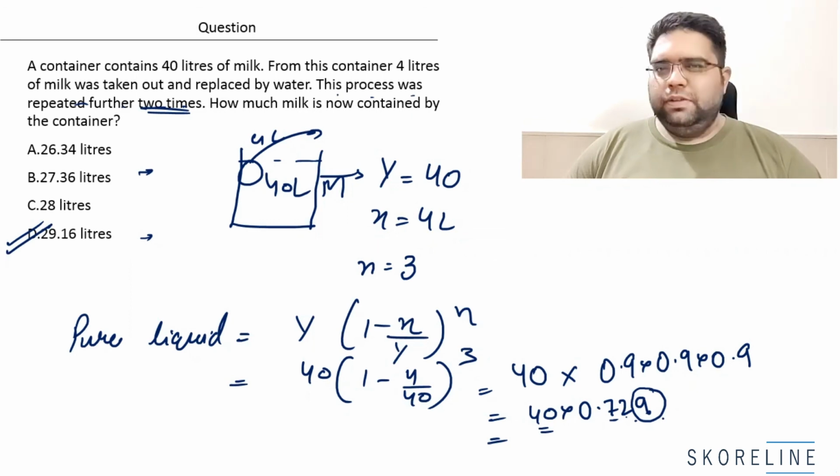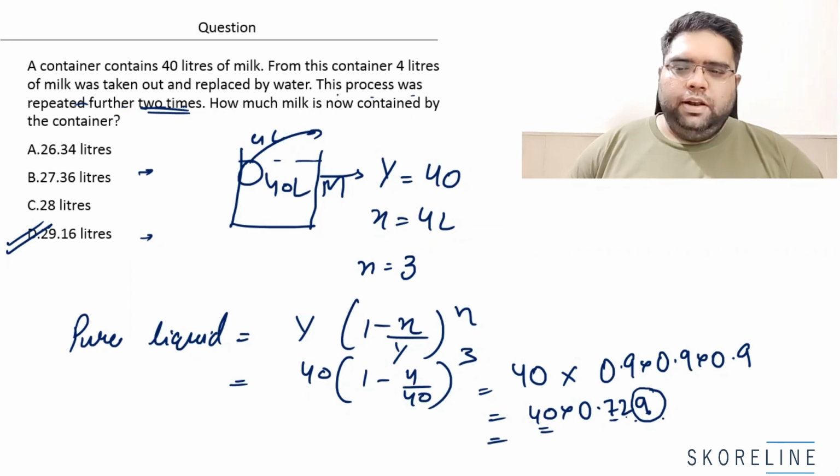You can use these calculation shortcuts in your calculations in both quant and DI. You have to be very clear with the concepts of number system, divisibility, multiplication, factors and multipliers and everything, so that you are able to implement these shortcuts subconsciously while you're solving the questions.